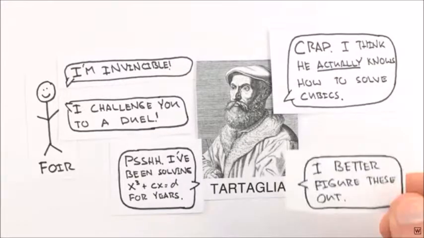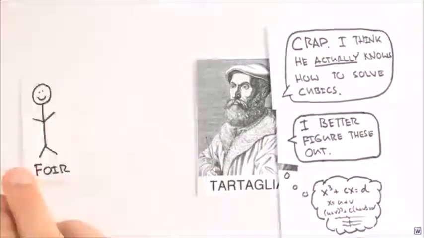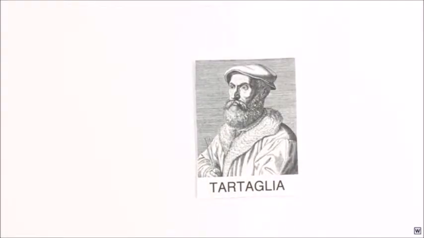Tartaglia freaked out before the math off and actually figured out how to solve these equations at the last minute and proceeded to completely dominate Fior. Tartaglia then went on to share his formula with the world. Not really, he kept it super secret so he could keep kicking butt in math duels.